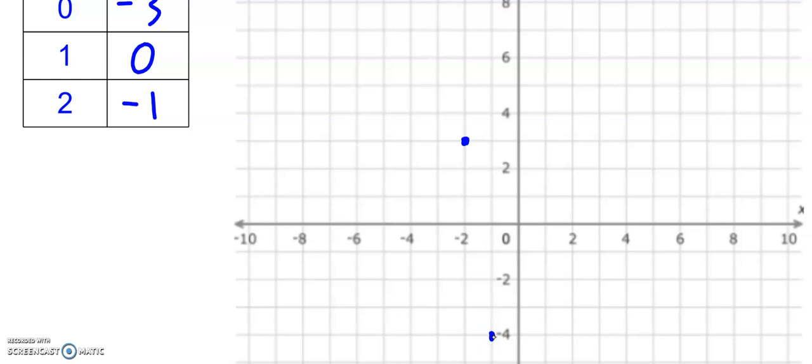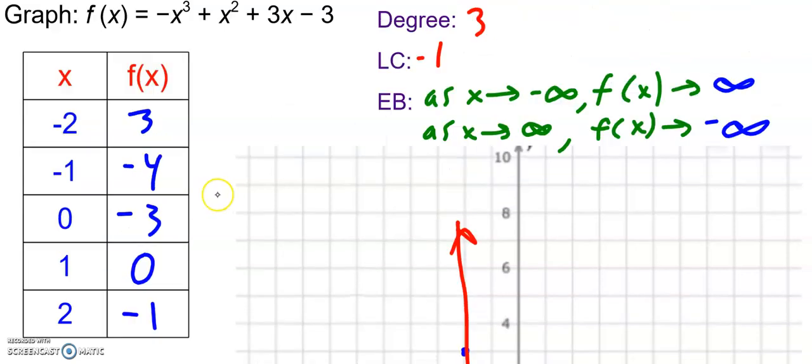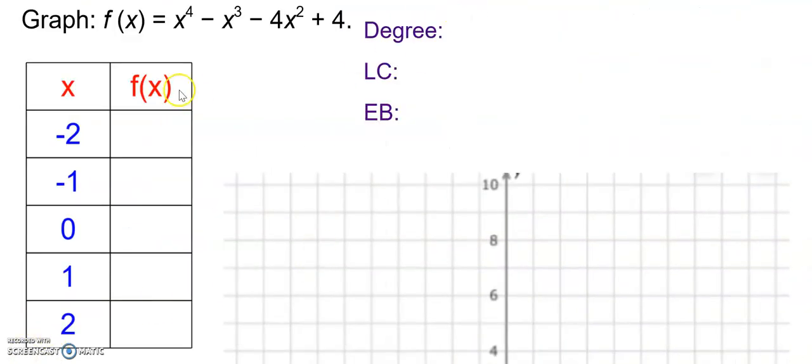I know 0, -3, and then 1, 0, and then 2, -1. So then if I graph this, my graph will look something like this. Questions? Okay, great.